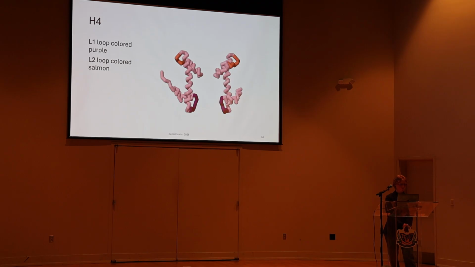And then H4, again, just has the L1 loop and the L2 loop colored. L1 is in purple and it's at the bottom, and this helps with structural stability. And the L2 loop is colored in orange or salmon, and it helps to stabilize the histone.